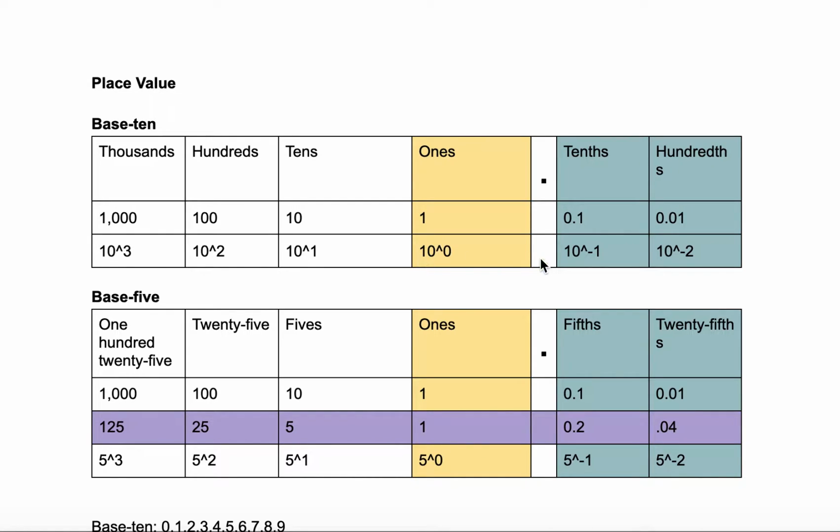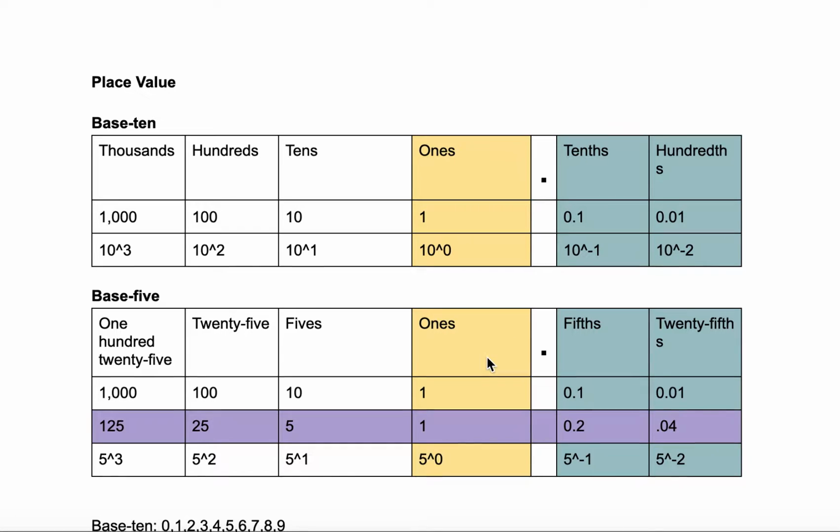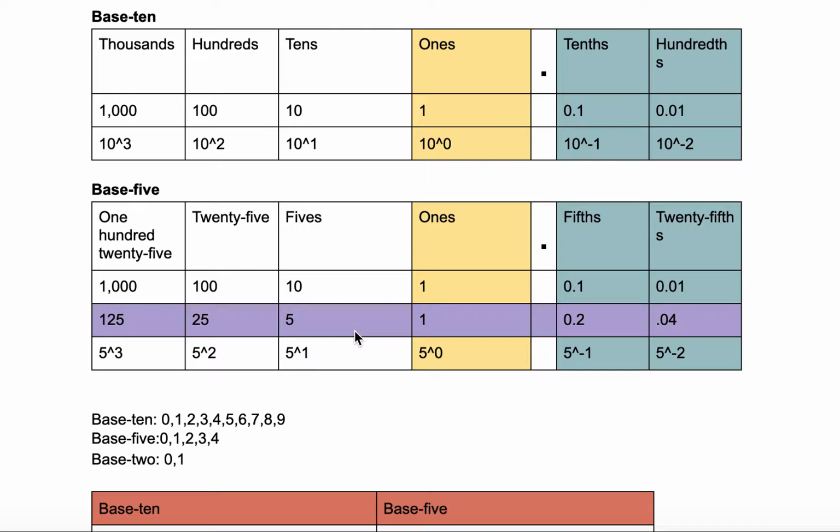Over in the decimal area, it's even a little bit weirder. It's 10 to the negative one, which is really just 1 over 10. And this is 1 over 10 times 10, right? This is 100th. And that's just what negative exponents are. They're fractions.